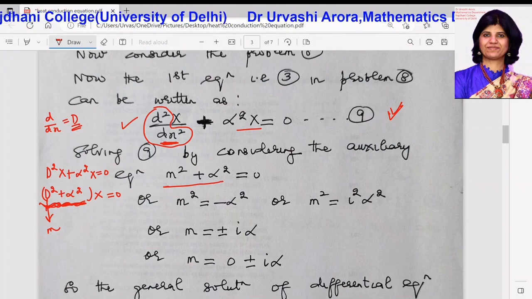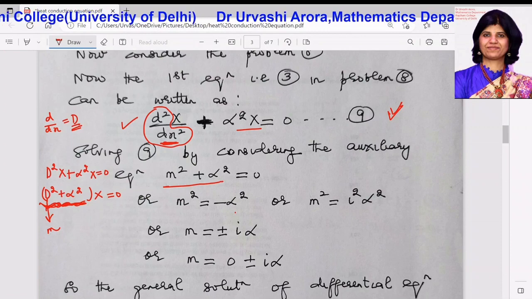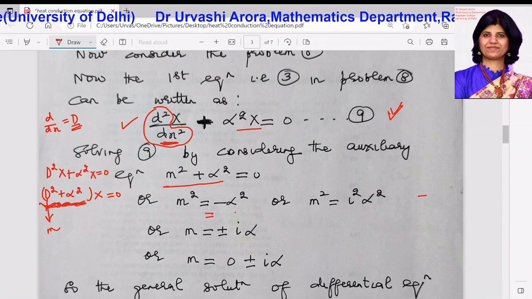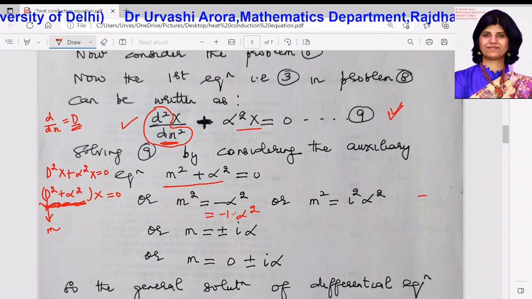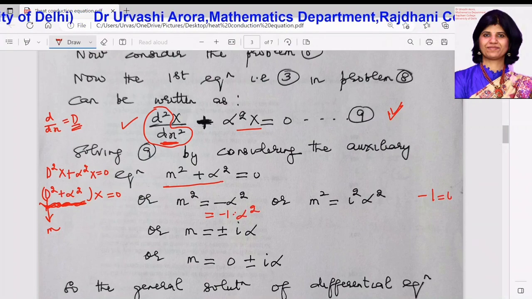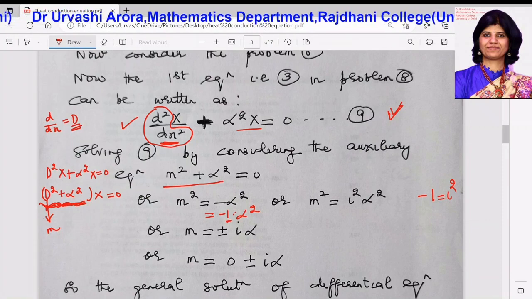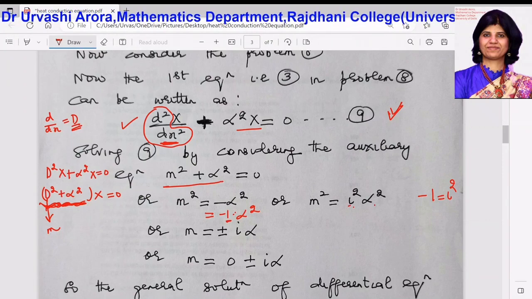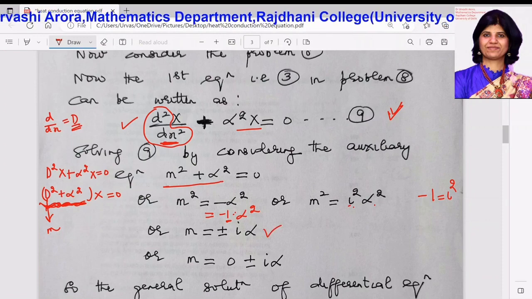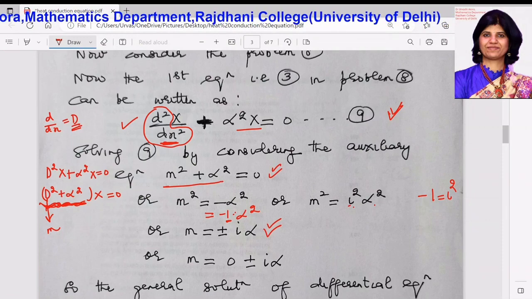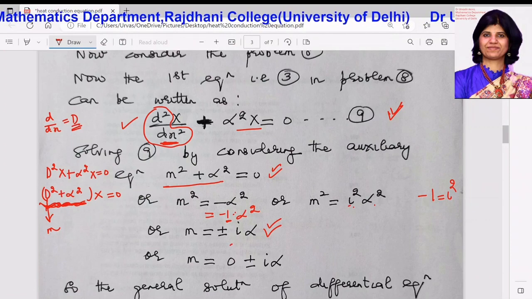or m squared is equal to minus alpha squared, or the value of minus this can in fact be written as minus 1 into alpha squared, and the value of minus 1 is i squared, where i is iota. So this minus 1 is replaced by i squared, so i squared into alpha squared, and from here we find the two values of m, or the two roots of the auxiliary equation, and the two roots are plus minus i alpha.